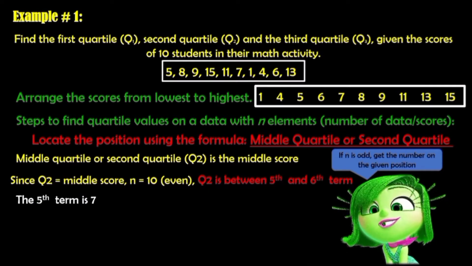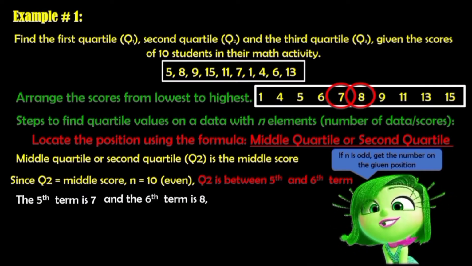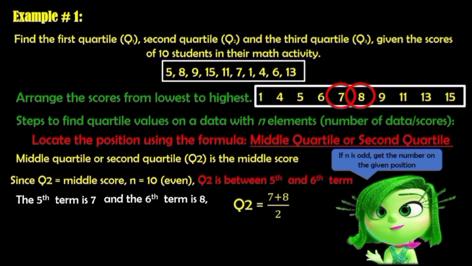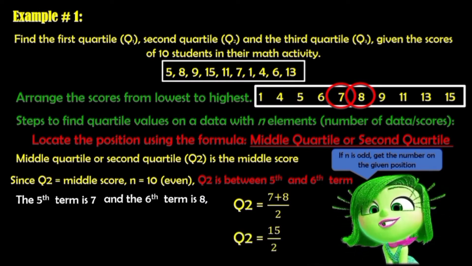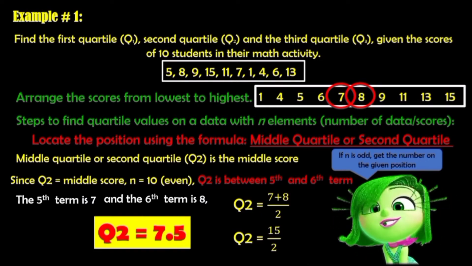The 5th term is 7 and the 6th term is 8. To get the middle score, let's add the two terms and divide by 2. 15 divided by 2, our second quartile is 7.5.